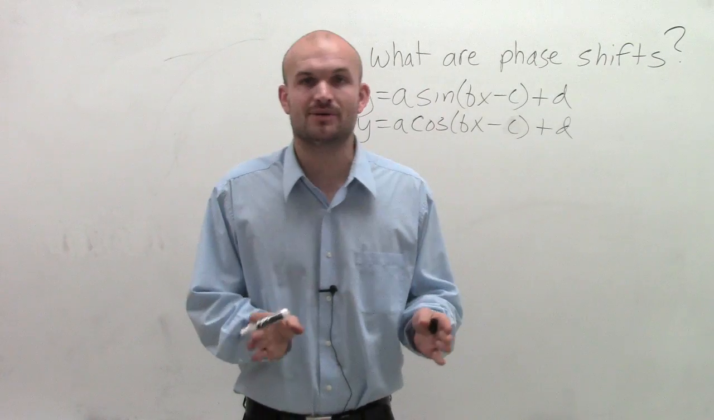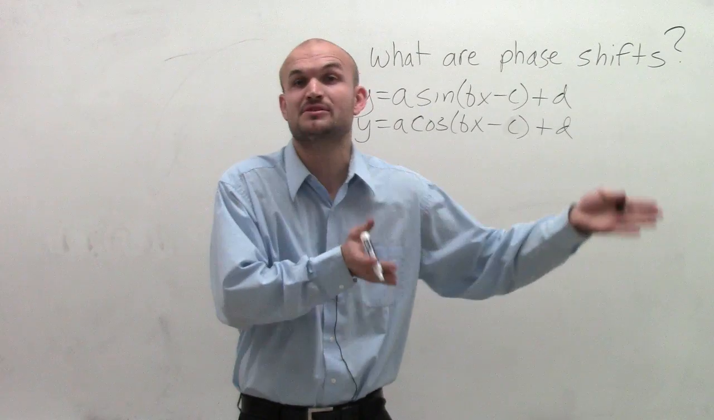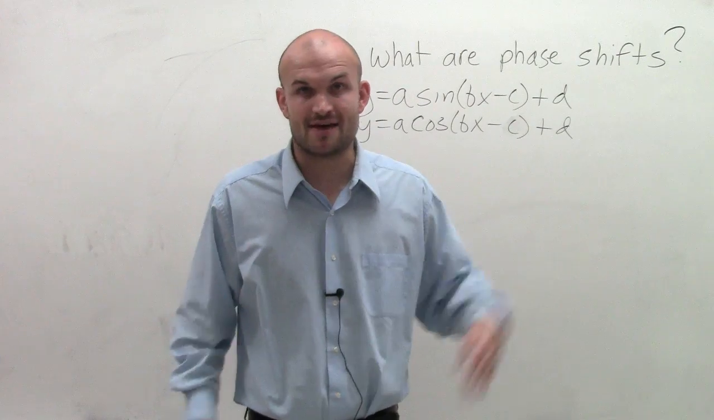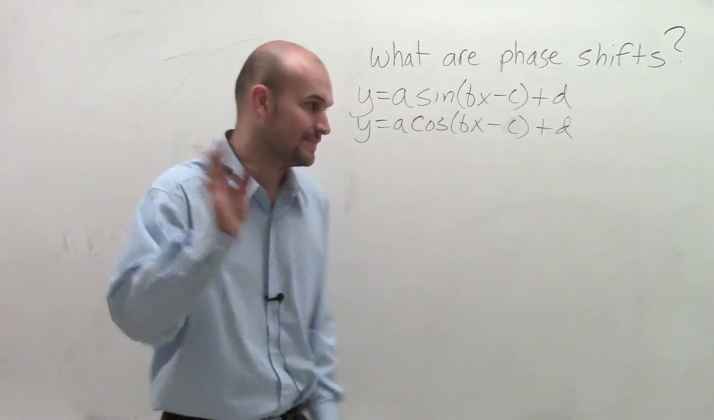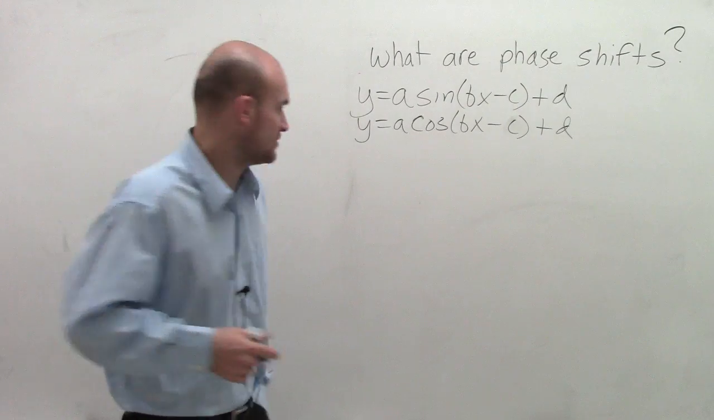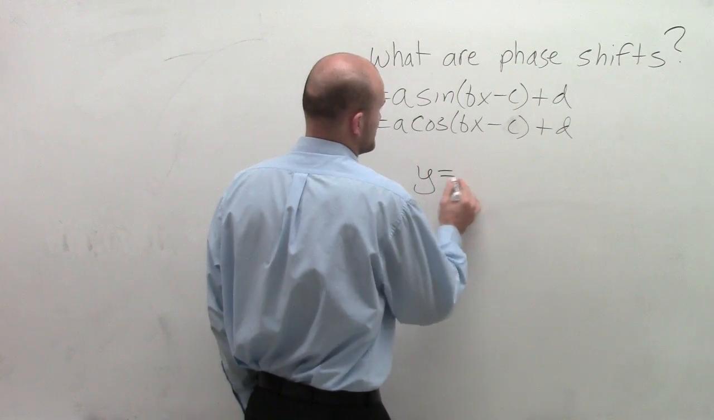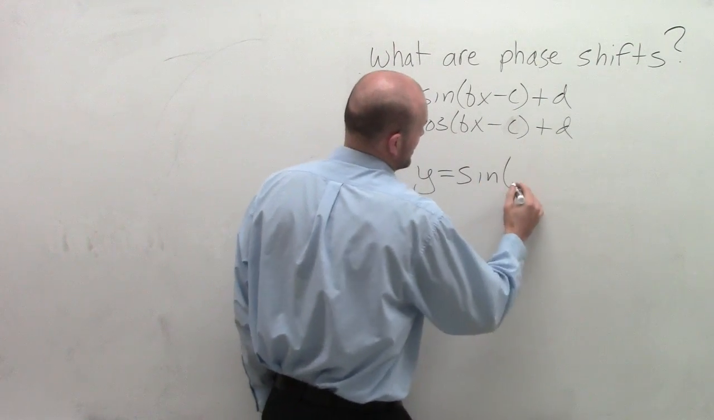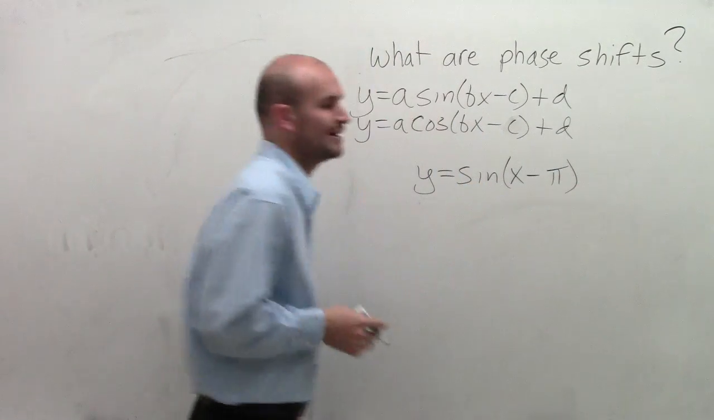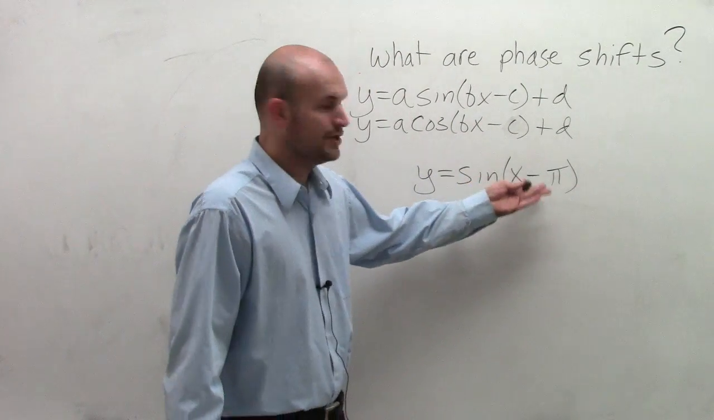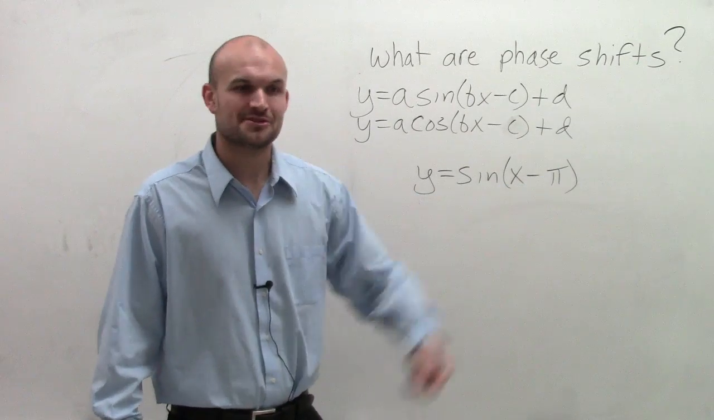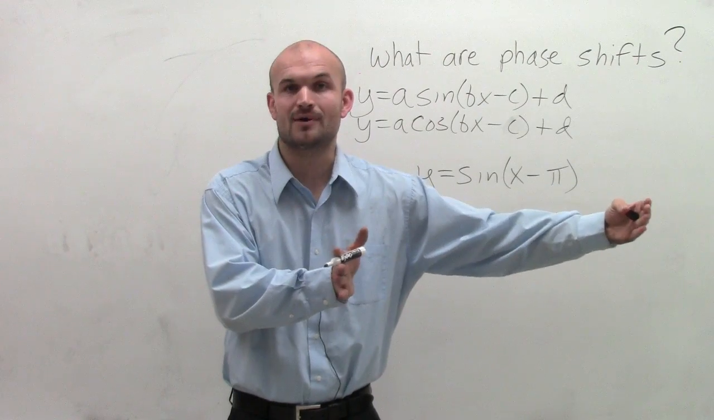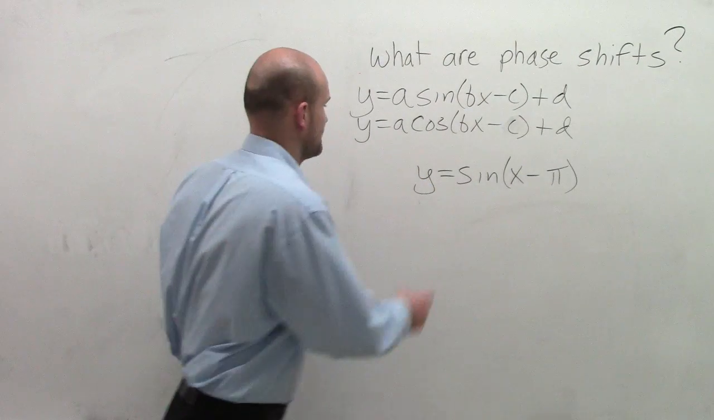So if we're dealing with a subtracted number, that means we're going to be shifting to the right. And if we have a positive c, that means we're going to be shifting to the left. Now, how far are we going to be shifting? Here's where I usually like to start off with my students. Let's do a general equation, y equals sine of x minus pi. Now you're going to shift pi units to the right. So we take our whole trigonometric graph, shift it over pi units to the right, and then graph it.